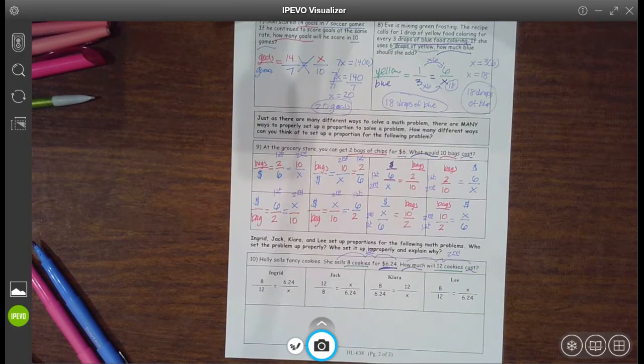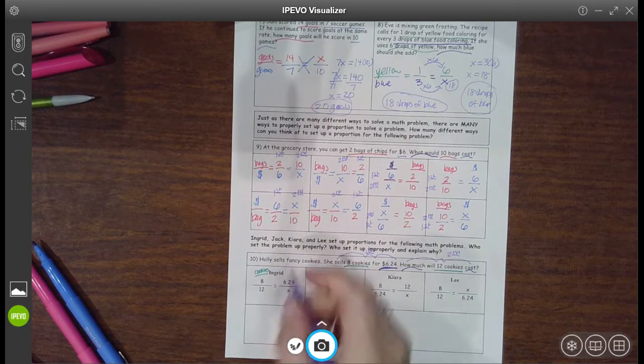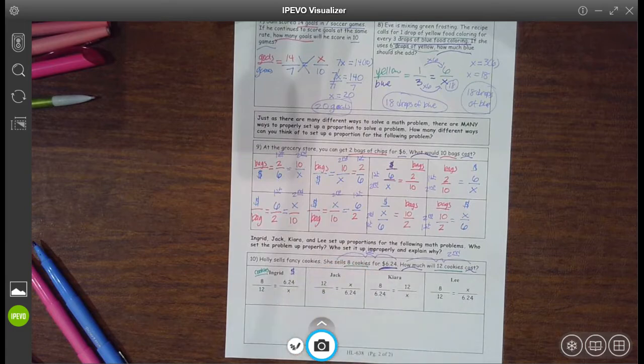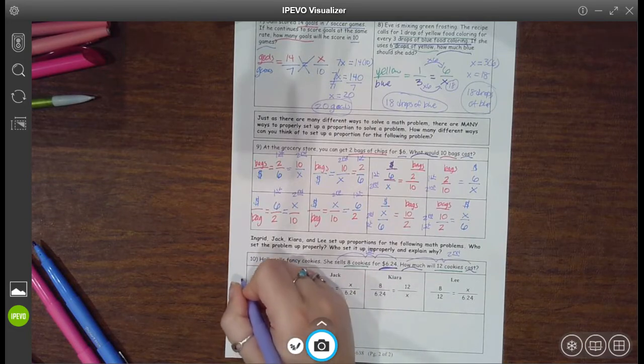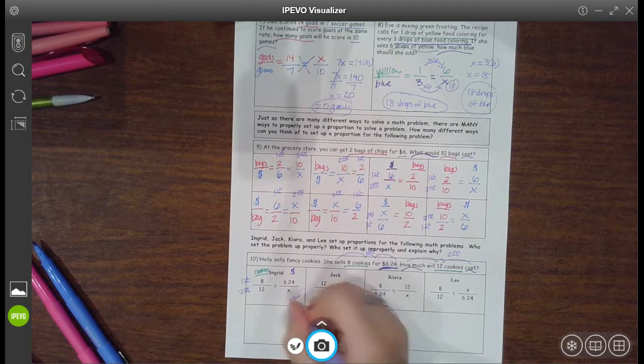Well, Ingrid: 8 and 12, those are both cookies. So she did it the column way, where she has cookies here and then money here. Did she stay consistent? These should both be from the same piece of information. Does 8 cookies cost $6.24? Yes, it does. That's from the first sentence, and this is from the second sentence. We don't know how much 12 cookies costs. So Ingrid is good.